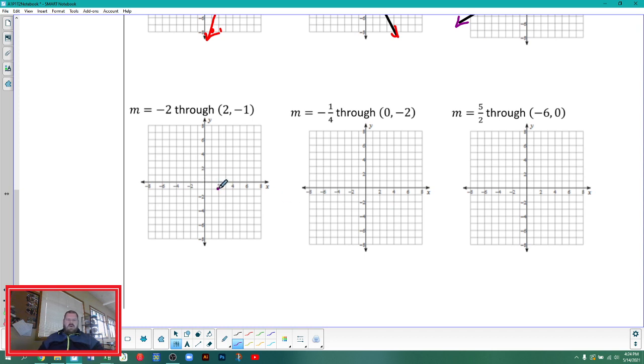At 2, -1, that point's right there. Slope of -2 means down 2 and over 1. Every whole number is always over 1. Okay, get my points a little bit farther apart. That also makes it easier for me to put a ruler on those points. That one's going to miss a little bit. Let's straighten that out just a little bit and drag it back to about there.